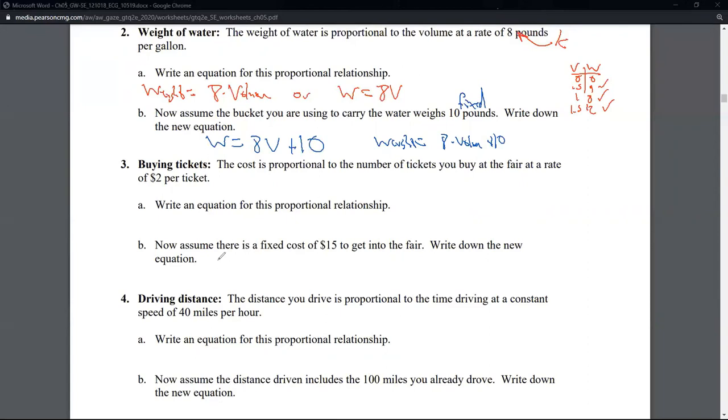All right. Next up, let's make the next equation. Sorry about that.